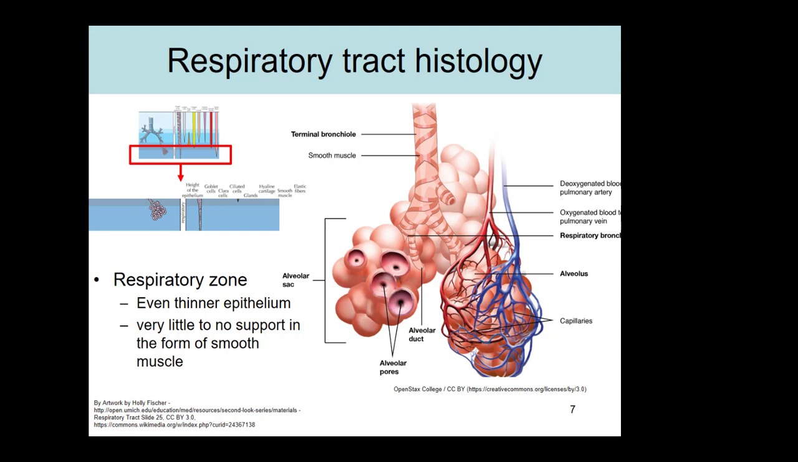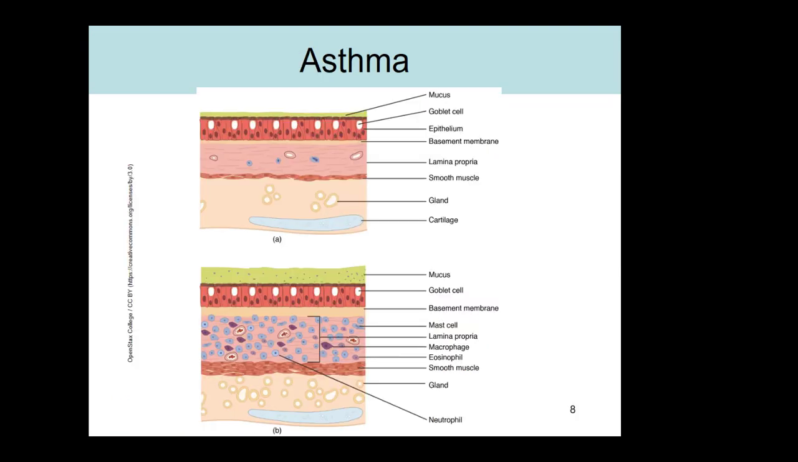And don't forget, this epithelium has to be really thin and squamous because those are the smallest cells that we can put between the air and the body, and that makes it really easy to get gases across that cell. Since we're talking about the histology of the respiratory tract, let's take a look at the histology of asthmatic tissue as compared to non-asthmatic tissue.